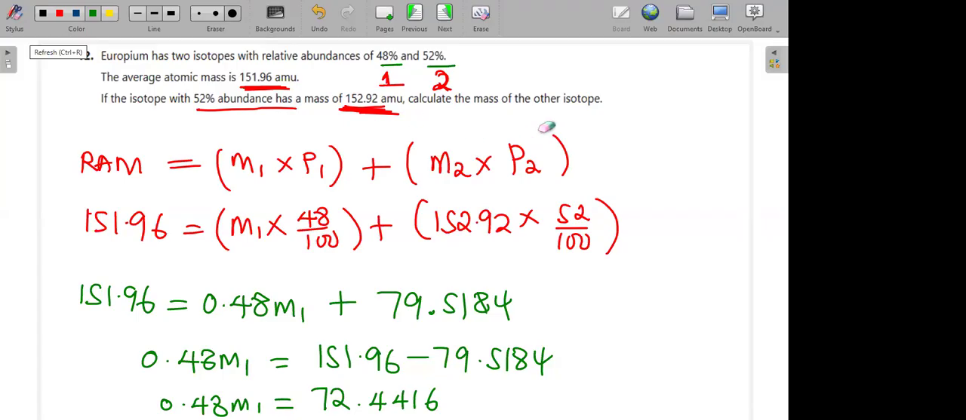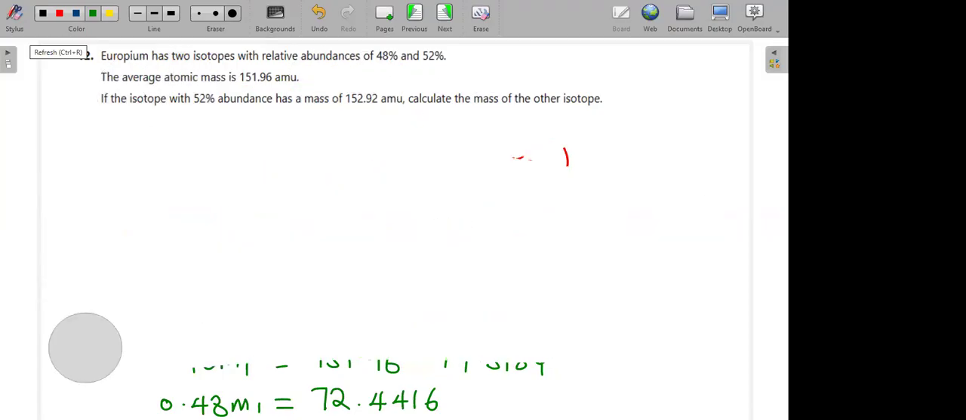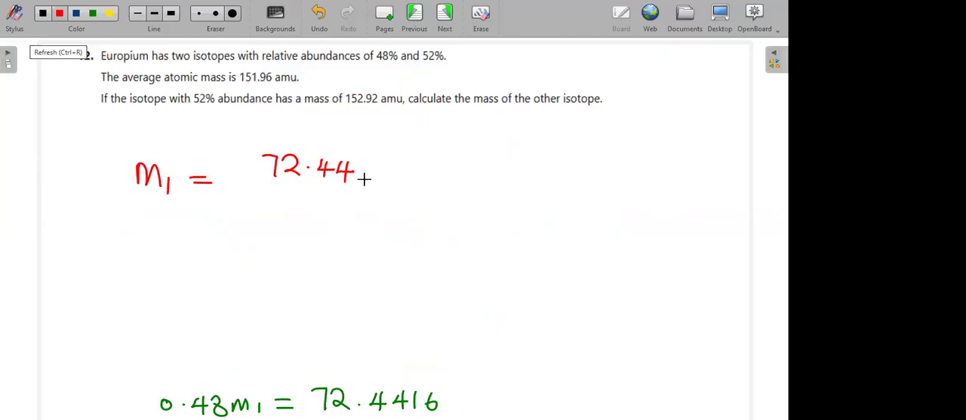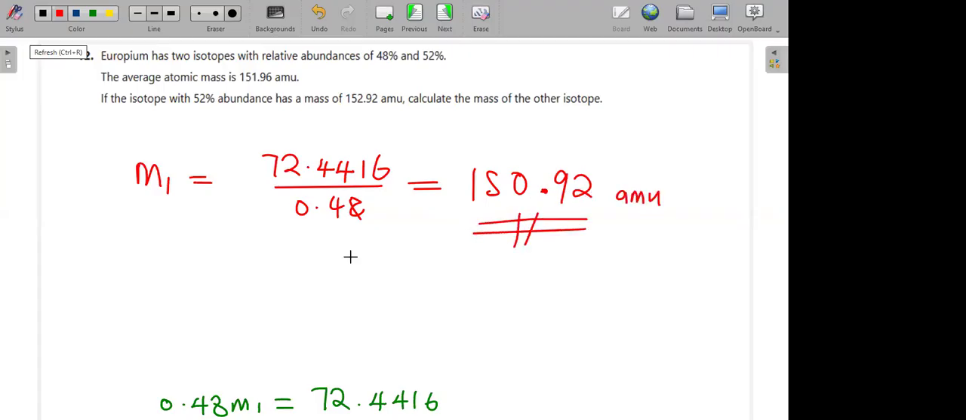So we're going to divide both sides by 0.48. It means M1 will just be equal to 72.4416 divided by 0.48. So if I divide that number by 0.48, I get 150.92 exactly. And we know these masses are measured in atomic mass units. So this will be the mass for the other isotope. All right, so any questions there, guys?